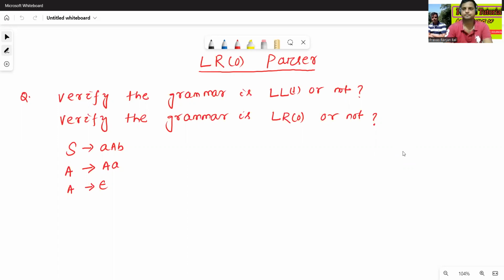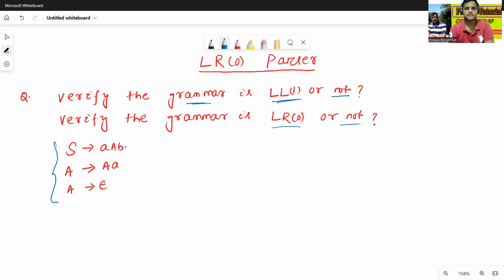In today's class, we'll discuss some examples of LR0 parser. Verify whether the grammar is LL1 or not, and also verify whether the grammar is LR0 or not. Here we will verify the given grammar: first, whether it is LL1 or not.